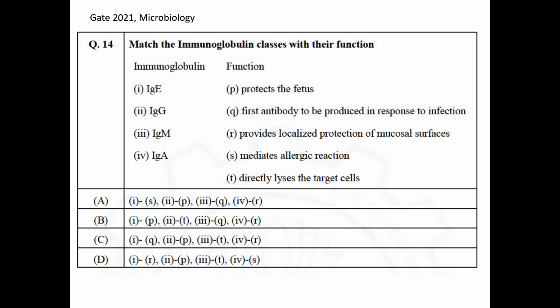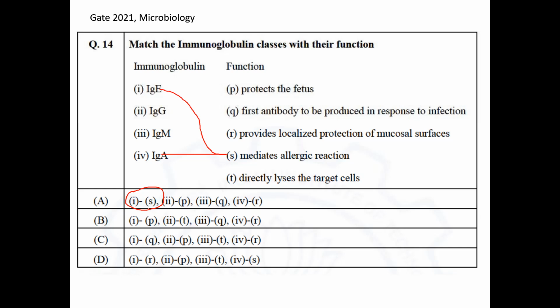So we have this question, with IgE, IgG, IgM, and the functions: protects the fetus, first antibody produced in response to infection, provides localized protection to mucosal surfaces, mediates allergic reaction, and directly lyses the cell. So IgE, as we read, is associated with allergic reaction. So it is the first option, that is one is S. So here one S is correct only in this option.